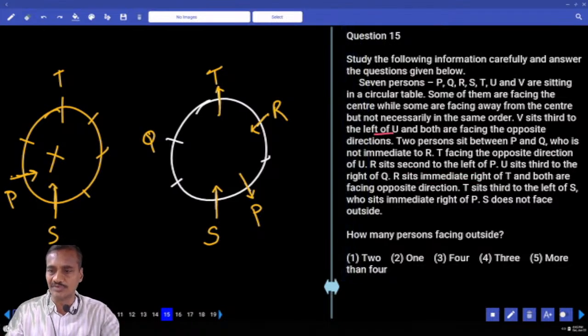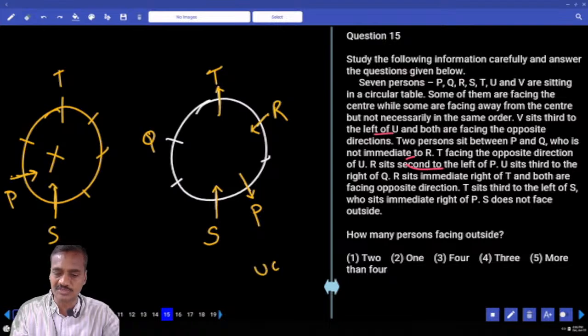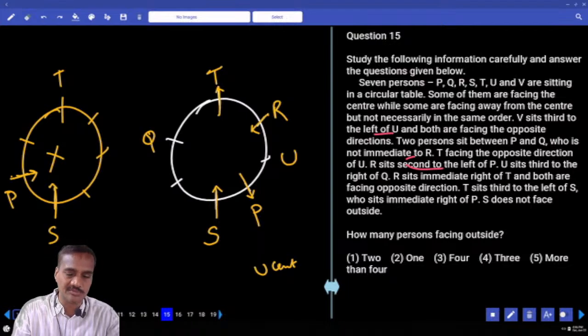V sits to the left of you, and both are facing opposite. And two persons between P and Q. Q is not immediate to R. R sits second, and T is facing opposite to U. Now T and U are facing opposite, meaning U must be facing the center. If U is facing the center, where should V be? V sits to the left of you, so U must be at this place. Yes, U must be between R and P.